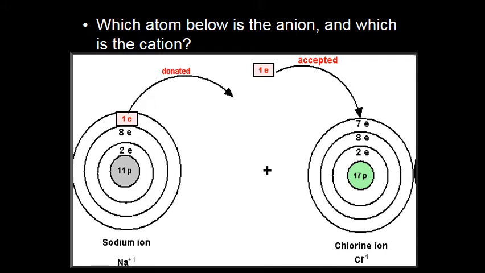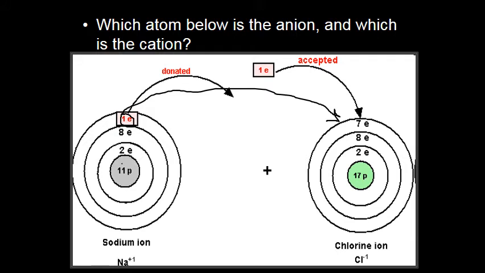So take a look at this, see if you can figure this out. Which atom below is the anion and which one is the cation? Okay, well, how do we figure this out? Well, this guy has one valence electron, right? And so what he's going to want to do is give that away to this guy. And so now he's going to accept it.